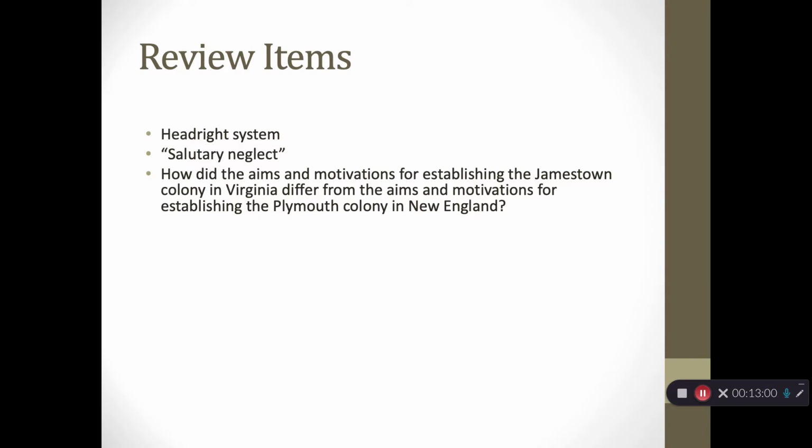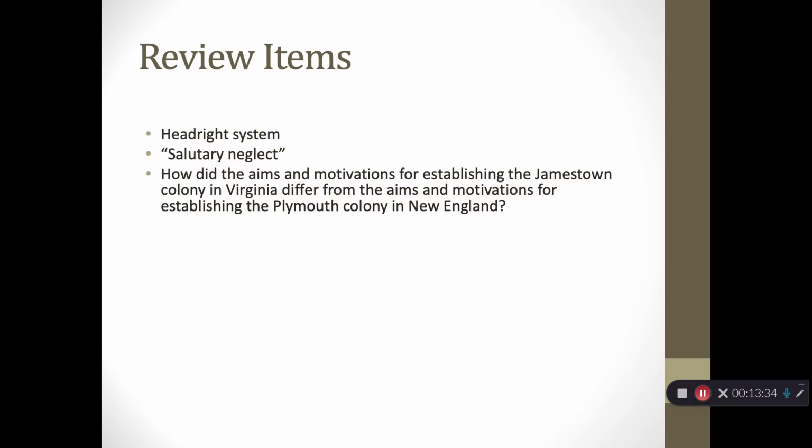The short answer to this question is that the people who founded the Jamestown colony were primarily interested in money. The people who founded the Plymouth colony were primarily interested in escaping religious persecution in England and establishing their own independent church in North America. So the Jamestown colony, which we talked about a little bit before when we talked about the headright system, was established by the Virginia Company of London.